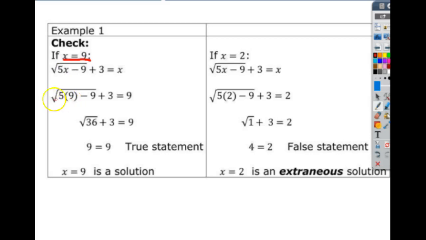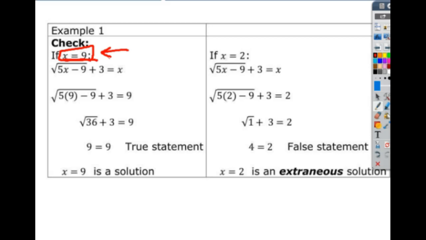Plug in the 9, and so 5 times 9 is 45, minus 9 would be a 36. The square root of 36 is 6. 6 plus 3 is 9. 9 equals 9. It's true. So that's a solution. Let me make sure you understand that. This is the solution because this was true.